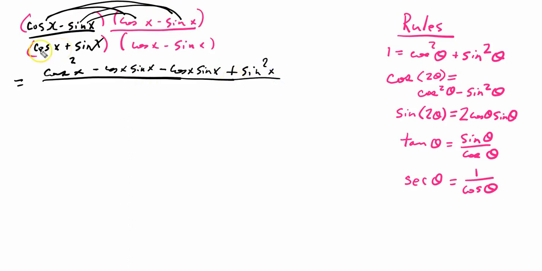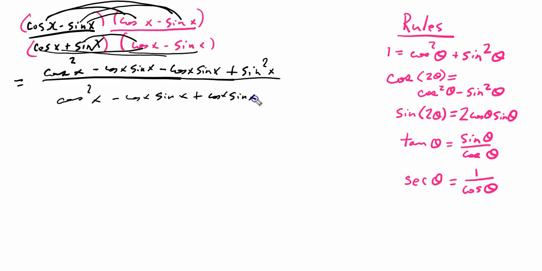Now, if I FOIL this in the denominator, I'm going to have cosine squared x minus cosine x sine x, then plus sine x cosine x, which I'm going to write with the cosine first, and then minus sine squared x. Okay, so in the denominator, I can see that these terms cancel. All right, so they're gone.